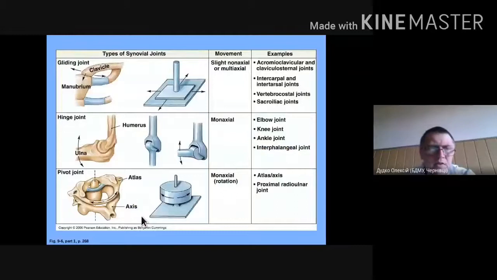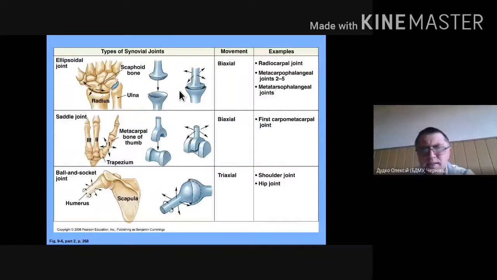So a few words about types of joints. We see that there may be a gliding joint and a hinge joint, as in the elbow, which is monoaxial. It is a usual movement for interphalangeal joints, knee joint, ankle joint as well, and there may be a pivot joint, which is common for the first and second vertebrae. We have so-called monoaxial rotation in this joint.